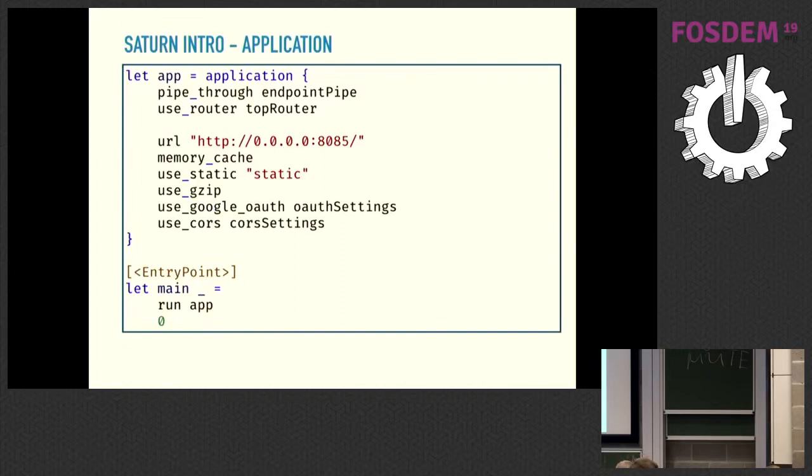So the application computation expression, the application abstraction, attempts to replace all this imperative configuration with just feature flags. Basically with feature flags saying, oh, I want to use zip compression. So I just use this zip compression and this is enabled on my application. And then you run the application with just one line of code.